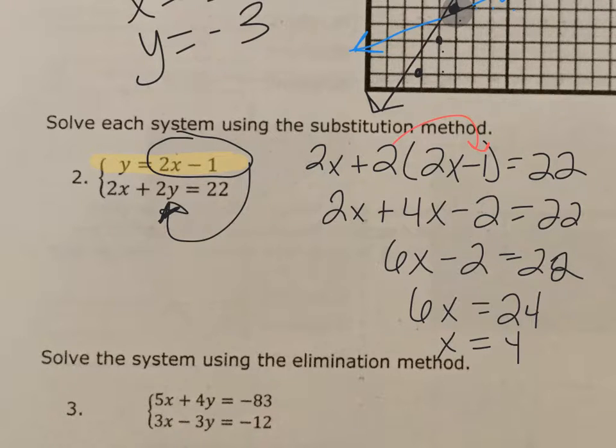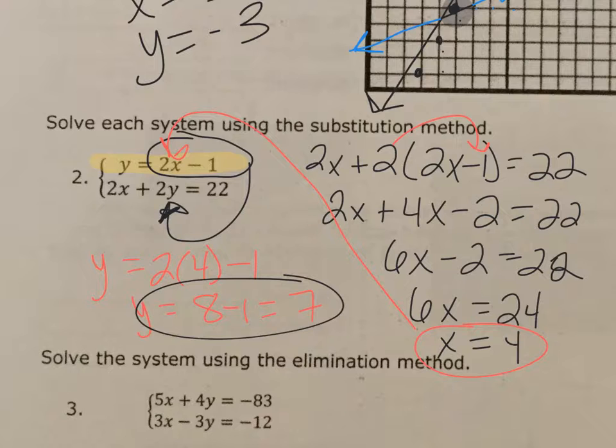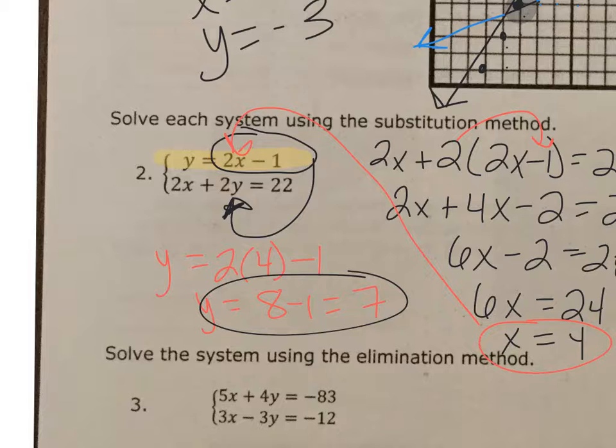Once you have that, now you have to figure out what y equals. So x equals 4, I'm putting back into this equation, only because it's easier, I think, than doing 2x plus 2y. Y equals 2 times 4 minus 1. So y is 8 minus 1, which is 7. Okay, so you could have just left it y equals 7, x equals 4, or you could write the ordered pair as a solution, which would be 4, 7. Either way.